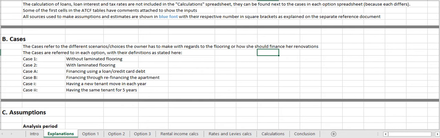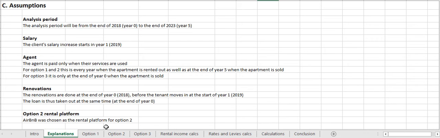Cases 1 and 2 are the options the client has of installing laminate flooring. Cases A and B refer to the choice between the two financing options, namely a personal loan and refinancing the apartment. And cases I and II refer to the scenarios of either having the same tenant for 5 years or having a new tenant move in each year. For example, case 1.A.I refers to the scenario where laminate flooring is not installed, a personal loan is used as financing, and a new tenant moves in each year. The assumptions are also listed in this sheet, but I will explain them as I walk through all the calculations.